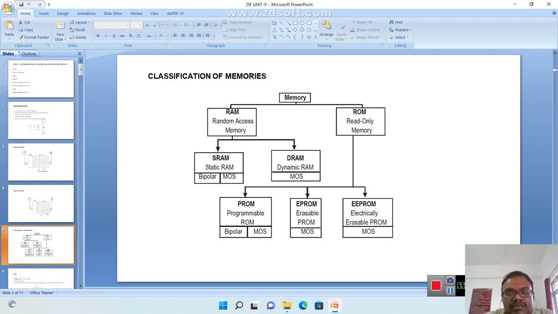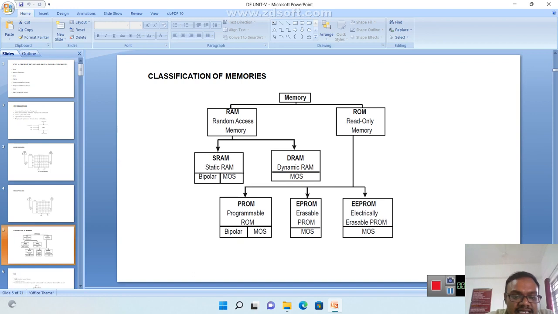Then the RAM is segregated into two types. One is SRAM, another one is DRAM. What is meant by SRAM? Static RAM. What is meant by DRAM? Dynamic RAM. So what is the meaning of static? It's like a standard one. What is the meaning of dynamic? It's like a mobile, that means a changing one. Mobile in the sense that it will go from one place to another, or otherwise keep on changing. That is dynamic RAM.